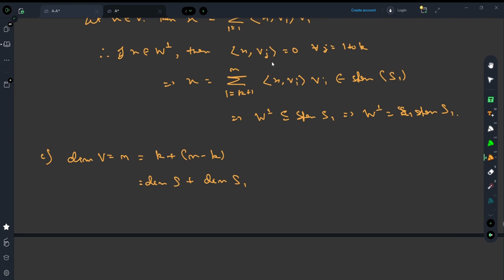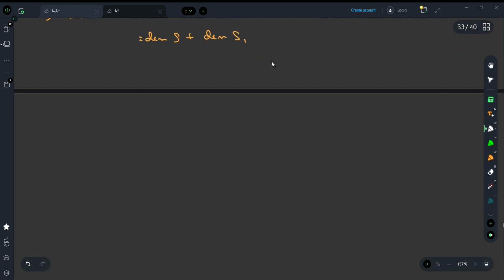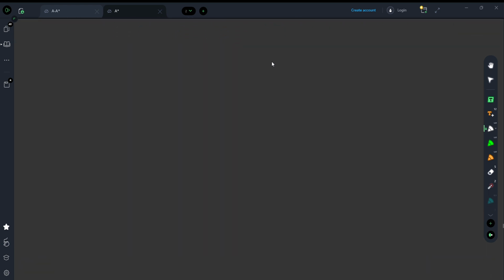Now, the thing is basically what I said: the span of S1 is contained in W perp by closure. It's basically because of the fact that the orthogonal complements also form subspaces. The proof was quite rigorous, but it was easy at the same time.